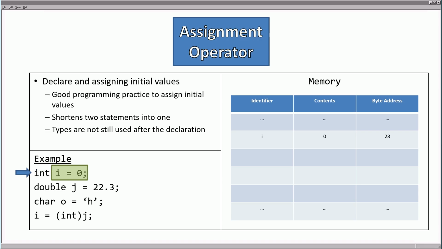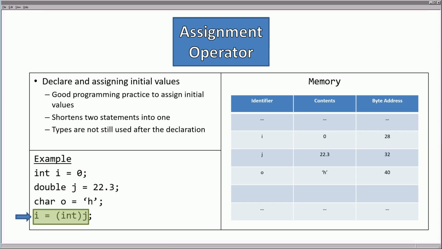This is taking the right-hand side value and storing it into the container called i. Nothing really exciting happens here. 0 just remains 0. Now once again, we're going to declare a double j. So when it declares it, it reserves 8 bytes in memory and names it j. After that, it assigns the value 22.3 to the contents of j. Same thing here for character o. We reserve 2 bytes in memory and store the character 'h' inside of it.